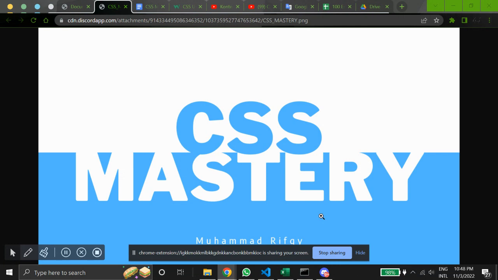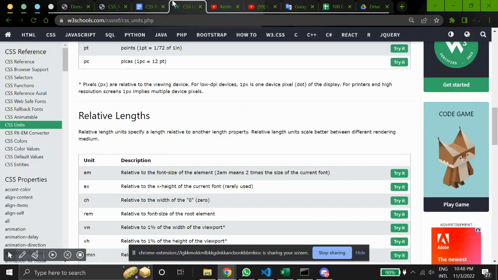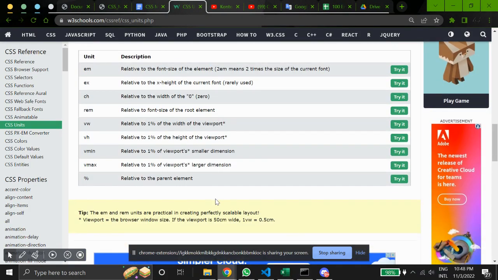Okay, for example, let me show you the units. For example, this percent is used relative to the parent element. So the size is relative to the parent element. And also we have em.